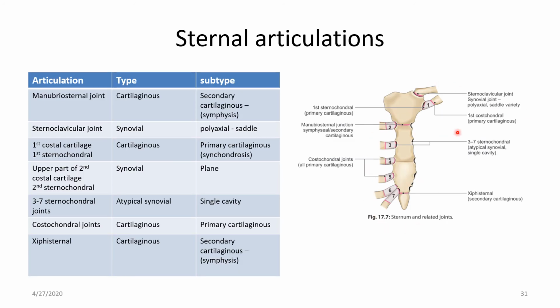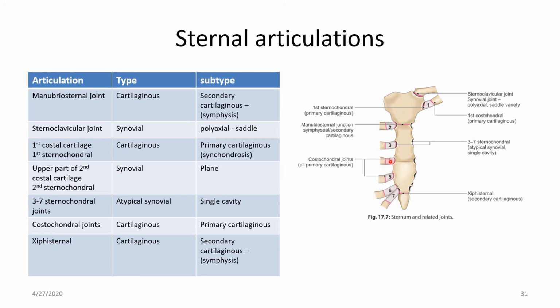And here you can revise the articulations of sternum as a whole. Previously you have seen up to here, that is the joints of the manubrium you have studied. So the joints which the manubrium forms, sternoclavicular joint and first costochondral joints, and then this is the second costochondral joint, and this is the manubriosternal joint, and you can see the other costochondral joints, which are all primary cartilaginous joints.